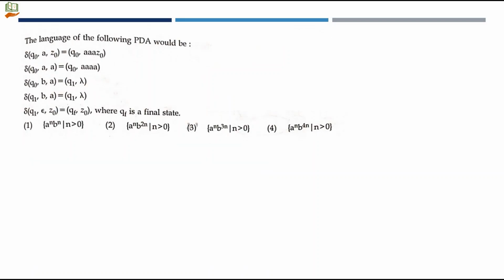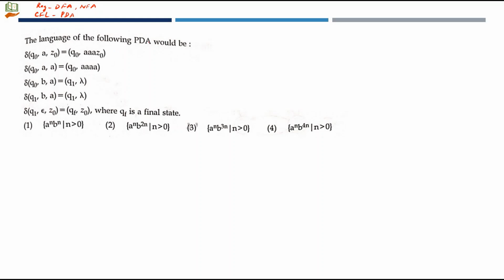Next question. The language of the following push-down automata would be. For regular languages, we have DFA and NFA, deterministic finite automata and non-deterministic finite automata. For context-free languages, we have push-down automata. All the four options given here are context-free languages. They have given a few transitions and they have asked to find the language of the push-down automata.